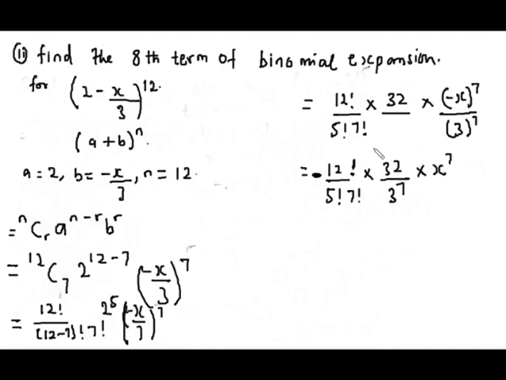If we simplify this with a calculator, you'd have a value that is equal to 2816 divided by 243, and then x to the power of 7. There's a negative here, so this is negative. This simply means that the eighth term of this expansion will be minus 2816 over 243 x to the power of 7.